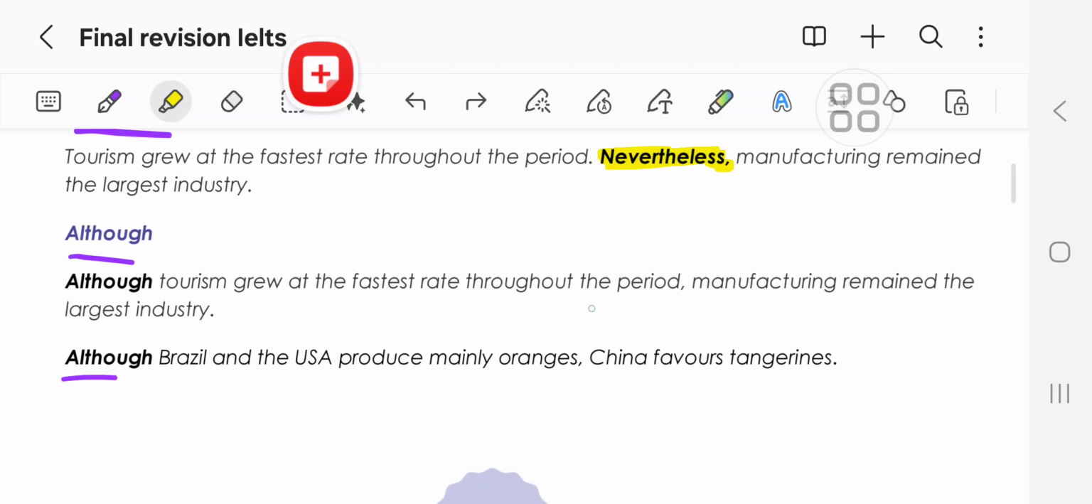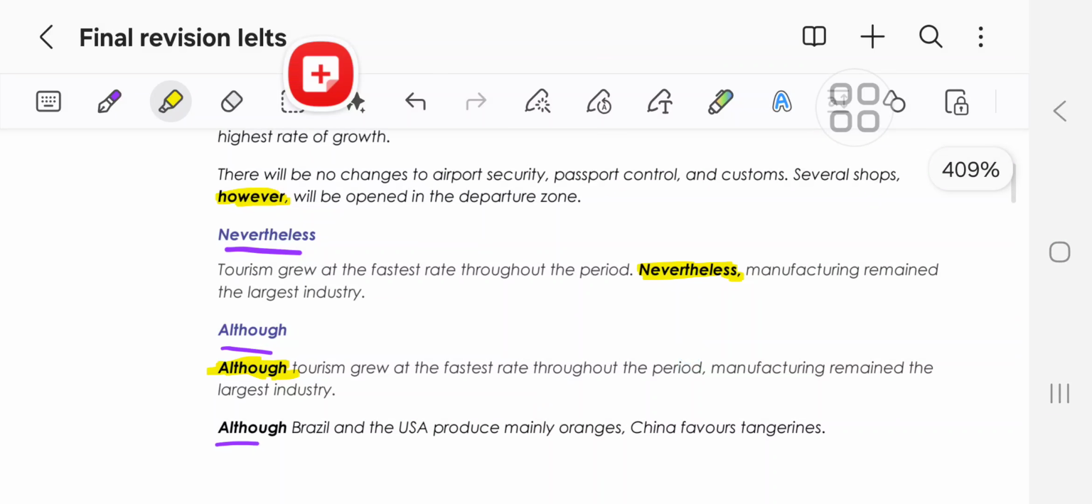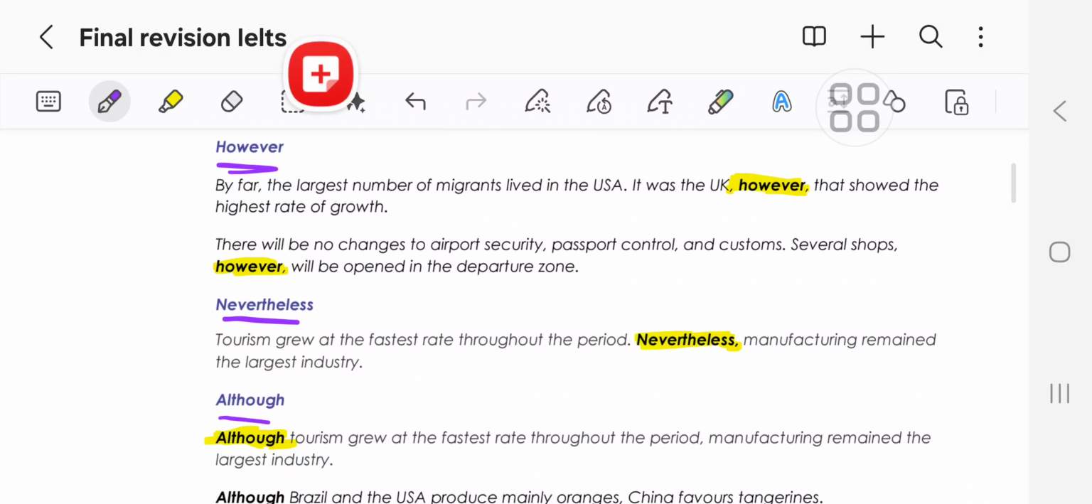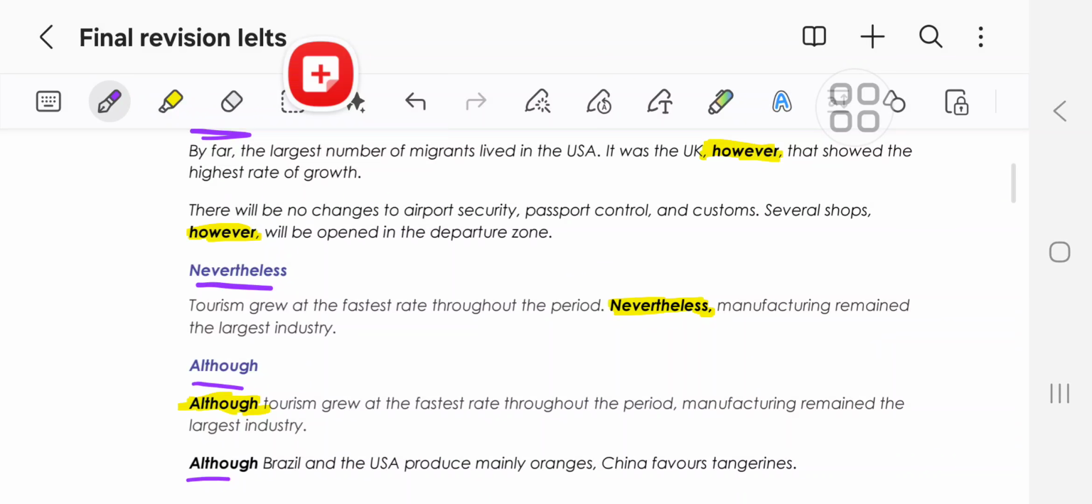Now we have although: although tourism grew at the fastest rate throughout the period, manufacturing remained the largest industry. Here there is no comma after although. You can start the sentence with although, and it is basically the same sentence. If you want to use although instead of however, reverse the sentence. Simple. For example, although tourism grew at the fastest rate throughout the period, manufacturing remained the largest industry. So let me connect those two sentences, where we are talking about where to use although and where to use nevertheless. Same sentences but different structure.